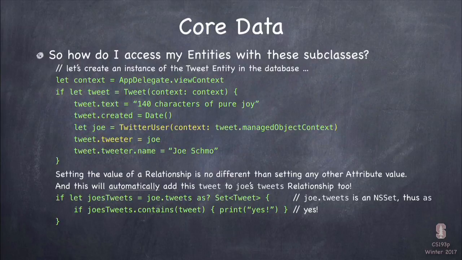That makes sense? And same thing the other way. If I added a tweet into Joe's tweets, that tweet's tweeter would automatically be set to be Joe. Okay, both sides will always point to each other. You never have to do anything to make that happen.